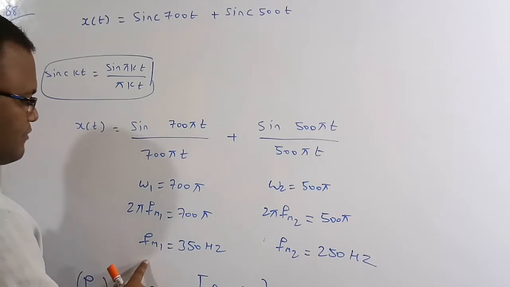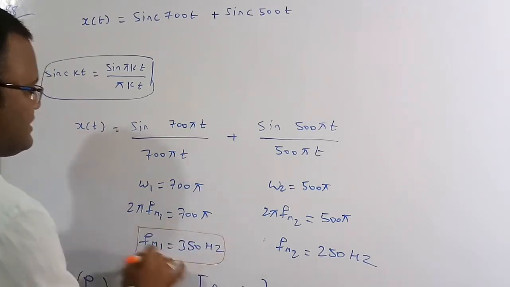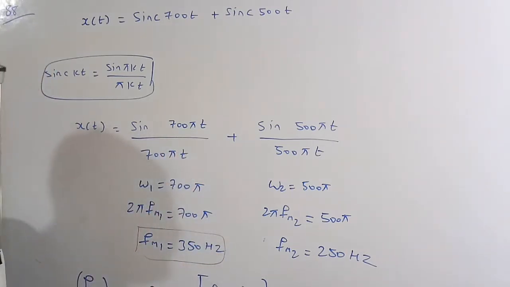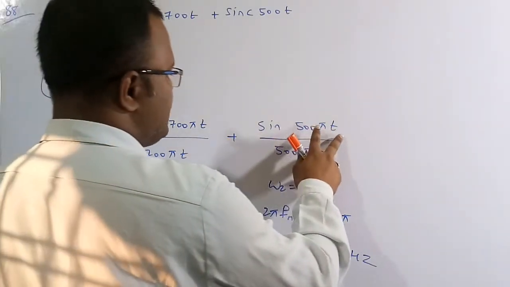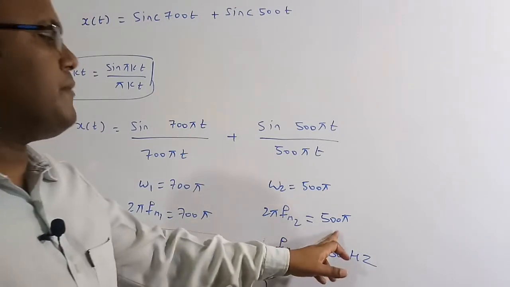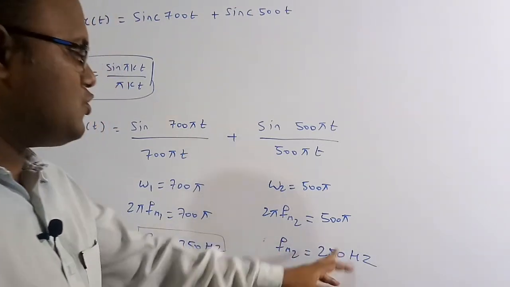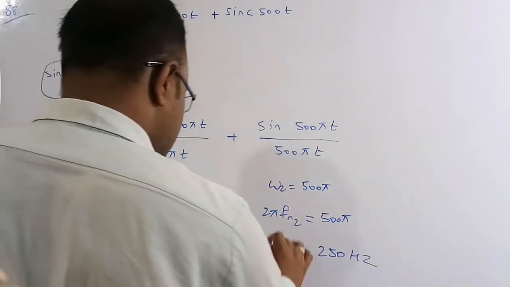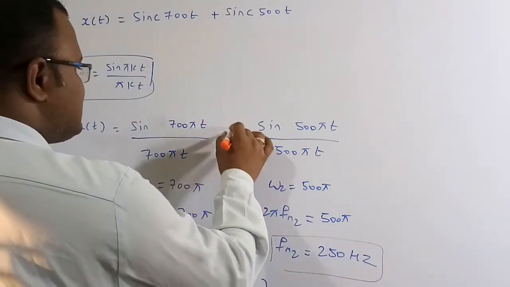So therefore if you solve, fm1 is equal to 350 hertz. So this signal has a frequency of 350 hertz. Similarly, this is sine omega 2t, so omega 2 is equal to 500 pi, which is nothing but 2 pi fm2 equal to 500 pi. So if you solve, fm2 is equal to 250 hertz, and these two signals are being added.